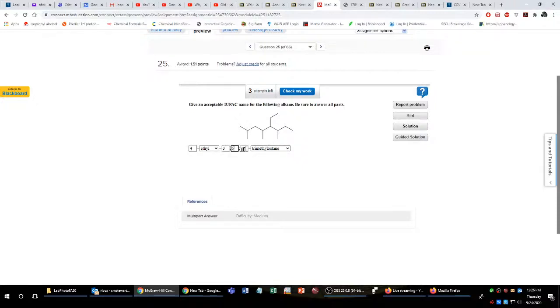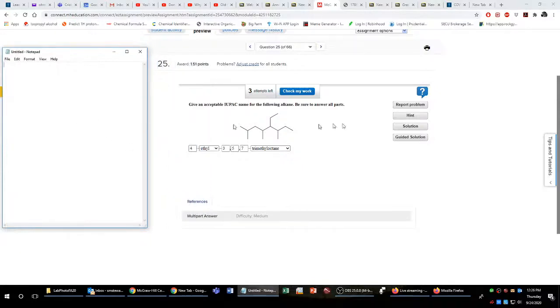So 3, 5, 7. Now, if we number it the other way, I'm going to keep the numbers off to the side for my own reference. We have 4, 3, 5, 7 versus 5, 2, 4, 6, 17. There are some texts that argue that the IUPAC here should minimize the sum. So if I do the 4, 3, 5, 7, I add that up, I'll get 19. And then I go to the 5, 2, 4, 6, and I get 17.